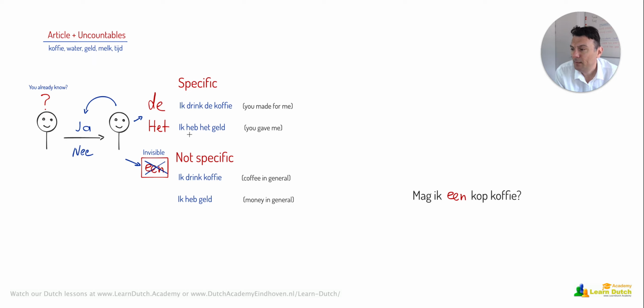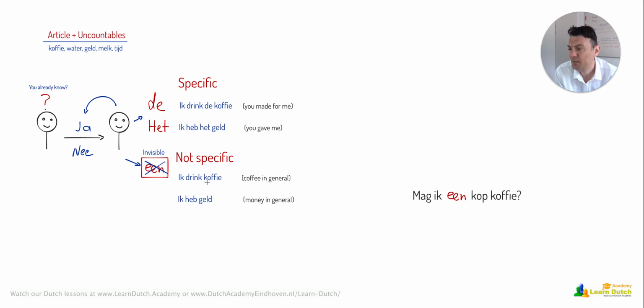Another one. Ik heb het geld. Remember? The money you gave me. In both cases, uncountables are specific. It means that you and me will both know what I'm talking about. In some cases, uncountables could be not specific, in general.